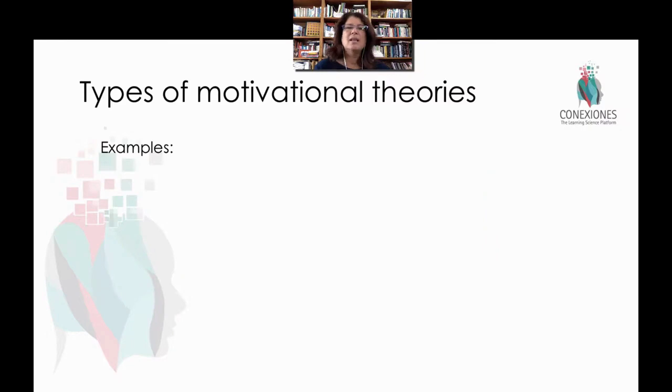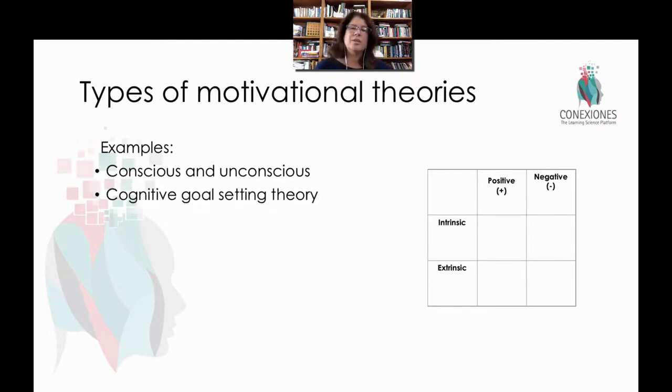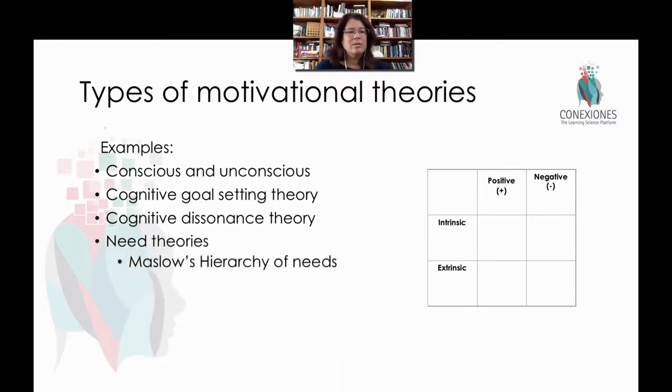So what are some basic motivational theories? We know that there are some theories that focus on conscious and unconscious processes or motivators that might exist. Others look at cognitive goal setting, which is a very conscious way of focusing yourself and keeping yourself aimed towards a specific end. There's also cognitive dissonance theory, in that people do things to avoid things that are unpleasant or uncomfortable or unknown. And many of you who have looked at basic psychology remember Maslow's hierarchy of needs. We'll look at that in just a second.